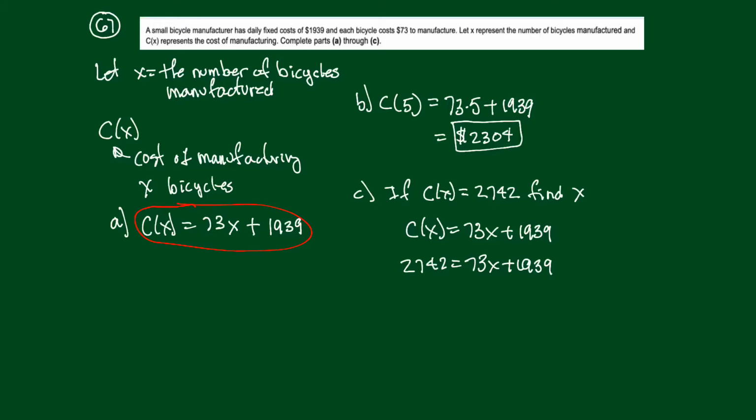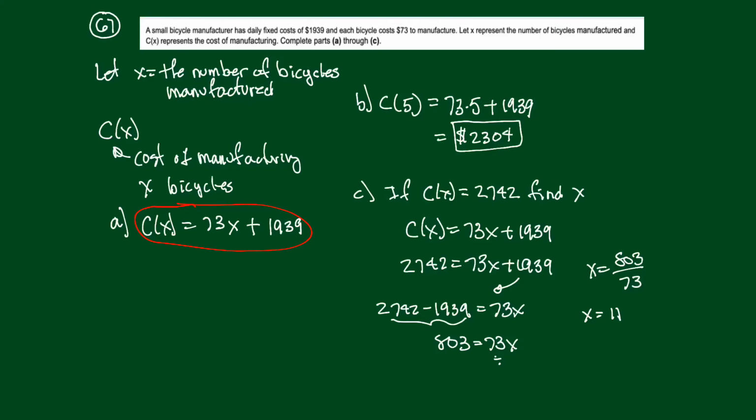Now you can probably see what you're going to do here, right? You're going to solve this equation, so you're going to subtract that 1939, so it's going to be 2742 minus 1939, that'll give us 73x. Let's actually do that one. So I did that on my calculator, and I got 803. That's equal to 73x. Now divide by that 73, I'll do it over here. So x is equal to 803 divided by 73, and my calculator tells me I get 11.